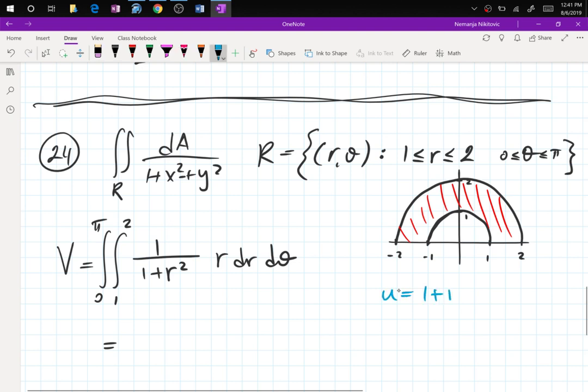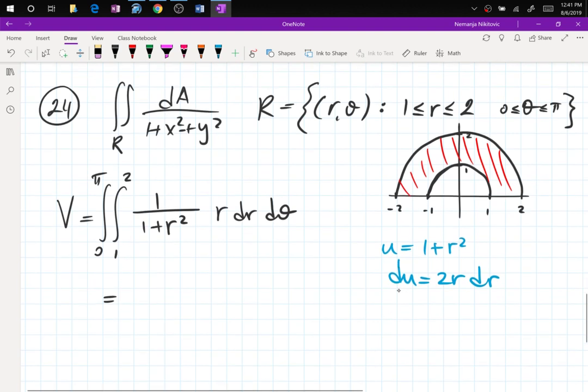U is 1 plus r squared. Du is 2r dr, because you do have this r. So you have to use it. So now 0 to pi, and my inner integral changes into du over u, and I need a half. There we go. And I still have d theta. Now my limits used to be a 1 on the bottom, so it changes to 2, and 2 on top changes to 5.